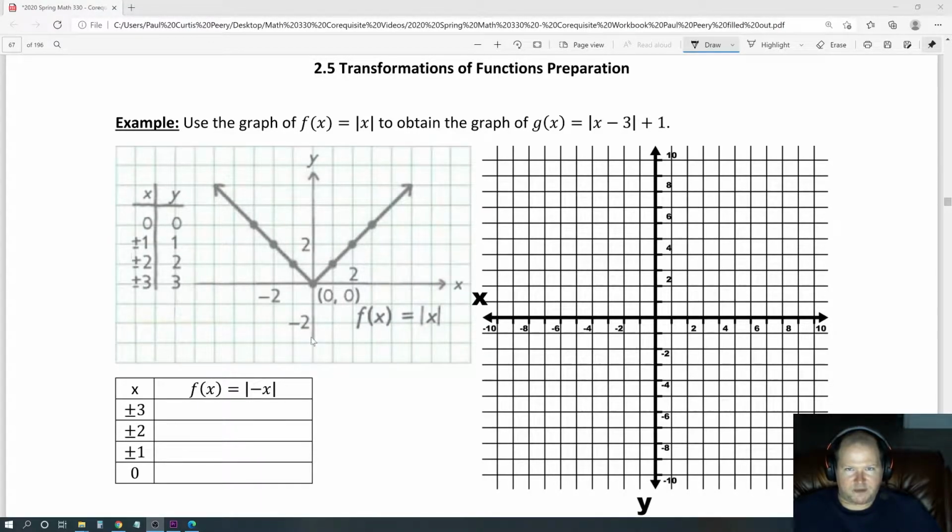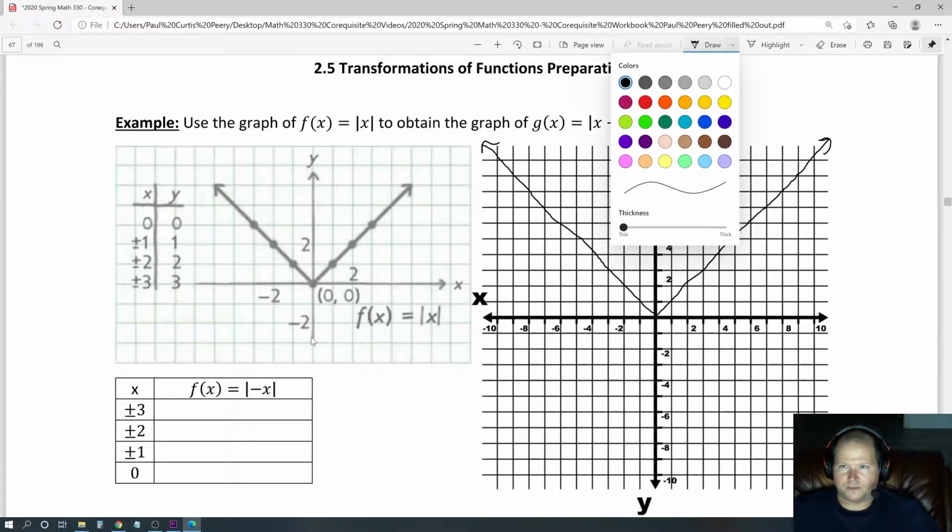2.5 Transformations of Functions Preparation. Use the graph of f of x equals the absolute value of x to obtain the graph of g of x equals the absolute value of x minus 3, plus 1. Okay, so the original one should look something like this. There we go. And this right here. Okay, so that was the original one.